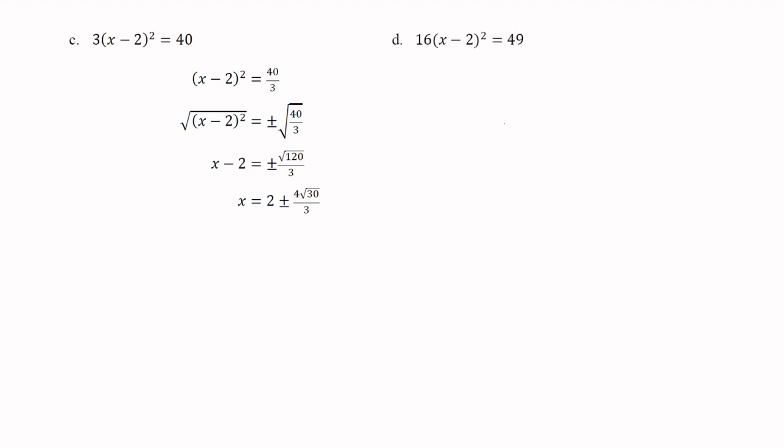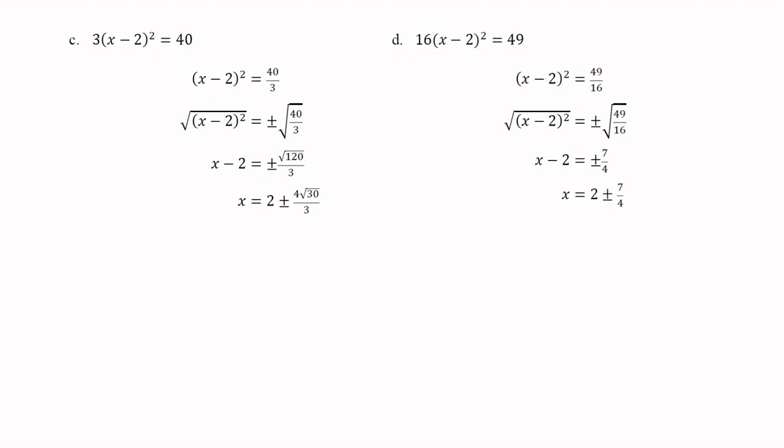For D, we have 16 times the quantity x minus 2 squared equals 49. Divide each side by 16. Do plus or minus the square root. This one comes out nice because 49 and 16 are both perfect squares. So we can make the right side plus or minus 7 over 4. And then we can add 2 to each side.